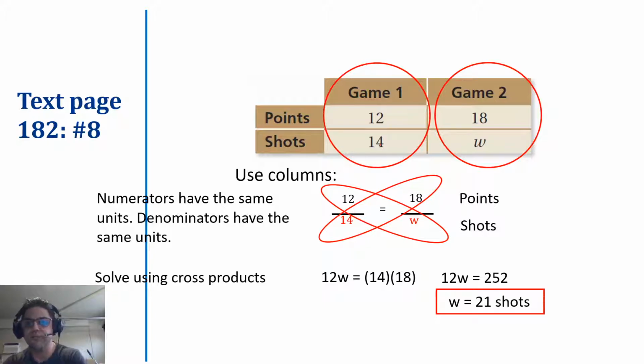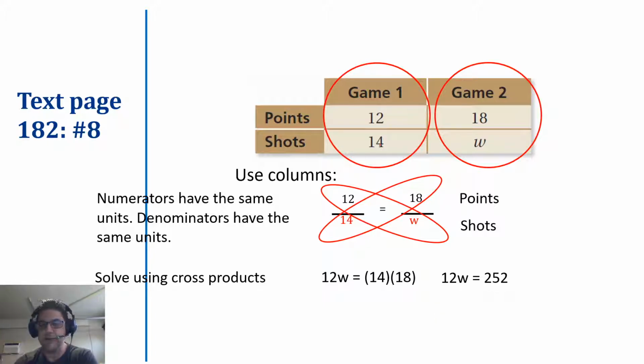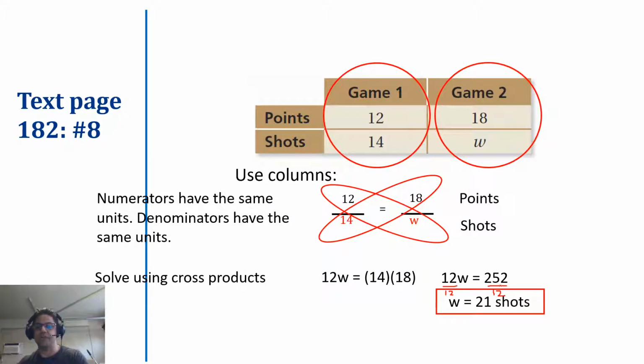Divide by 12. Oh, man. Let me go back. So let's put divide by 12. So that's what you would do on your calculator. And that's how we get 21 shots. So over there on the little comments, it says numerators have the same units. So notice the points and the shots, points and shots. That's probably a really good way to set it up.